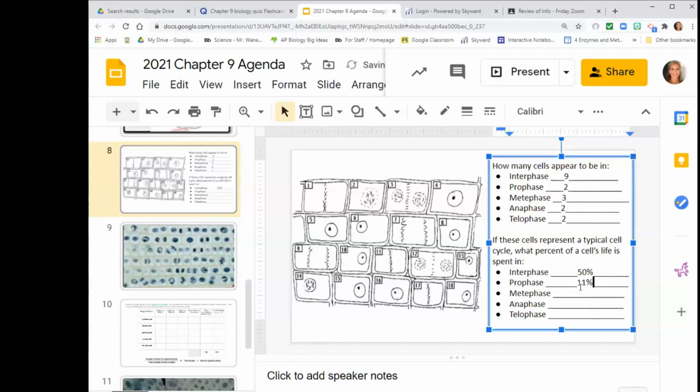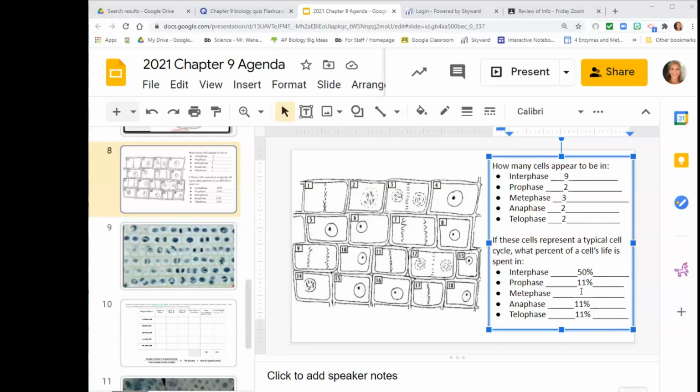And since 2 other phases are 2 also, can I just skip ahead and say both of these are going to both be 11% as well? Because they each had 2 cells, 2 divided by 18 is 11. So metaphase, who can give me metaphase?